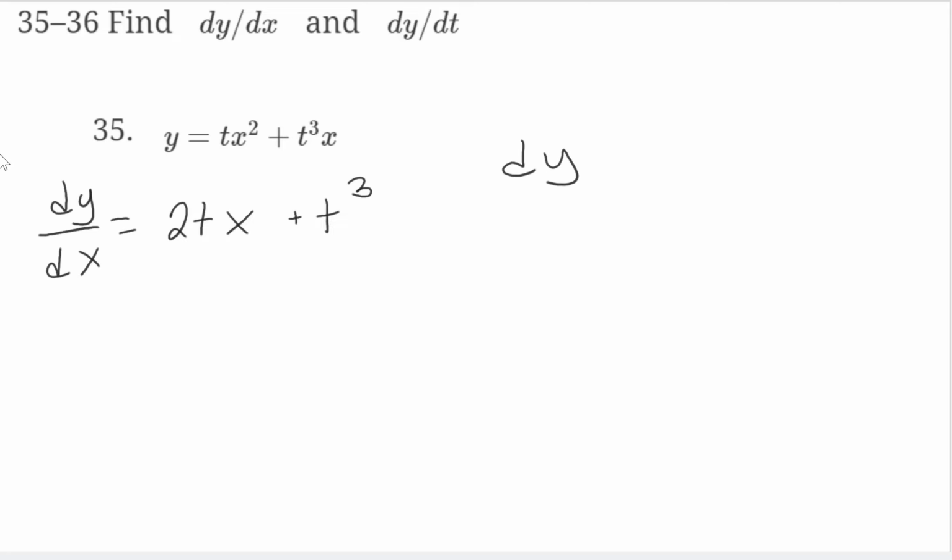And then if we did dy dt, same thing, except this time the x's are considered to be constants. So the t would be gone in this case, it would be just x squared plus 3t squared x. This is also where, I remember I told you there's different uses for the different symbols. So this is Leibniz's notation, and it works really well to be able to show those type of things, where Newton's notation might not work as well.